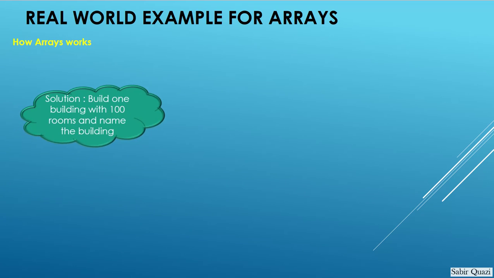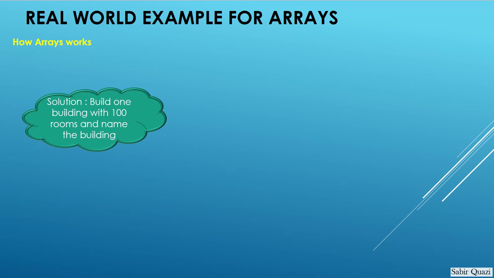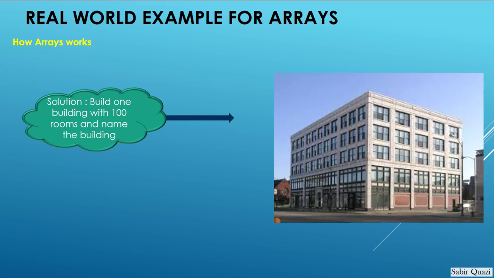What solution does he find? To build a single building with 100 rooms. For each person inside the building, he named the building A. Instead of creating 100 rooms, he built a single building with 100 rooms on different floors. Similarly, we define an array in Java.